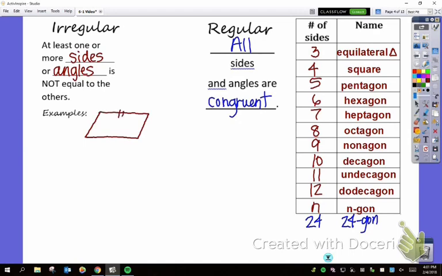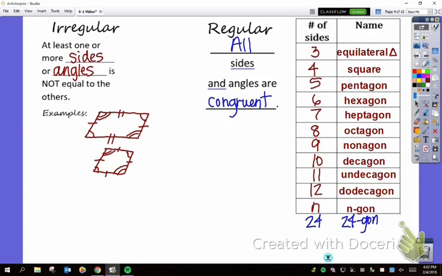Because in my parallelogram I have opposite sides that are equal, but not all four sides are equal, and my angles are not all equal either. I have two different angle measures here. Now, you might say, well, what about a rhombus? In a rhombus, I do have all four sides that are equal, but you still don't have all the angles that are equal, so it would also be considered an irregular polygon.